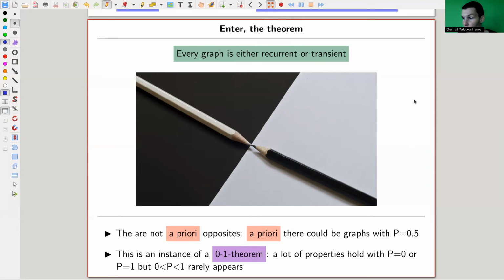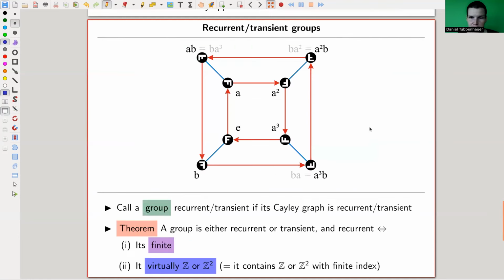It's always transient or recurrent, which I think is a really fascinating type of theorem, but nowadays maybe not completely surprising, because it turns out that you very often have those, and they actually come with a name. They're really just called 0-1 theorems. A lot of properties hold with p equals 0 or p equals 1, and you essentially never hit anything in between. But anyway, this is just kind of a meta theorem. And for us today it's just this: for every graph, no matter how complicated, it's either recurrent or transient. And this is pretty beautiful. And people push that, of course, further.